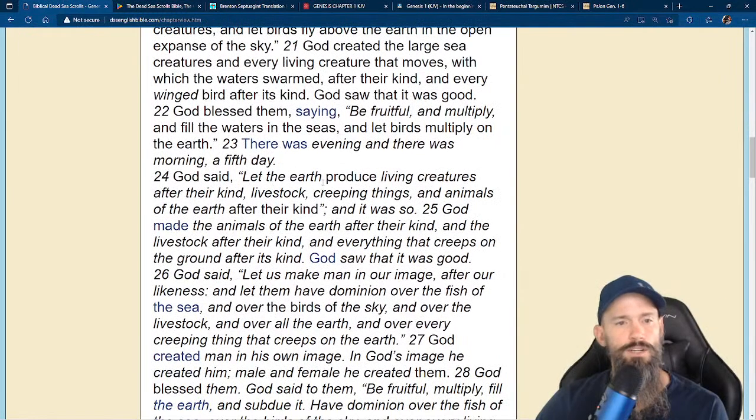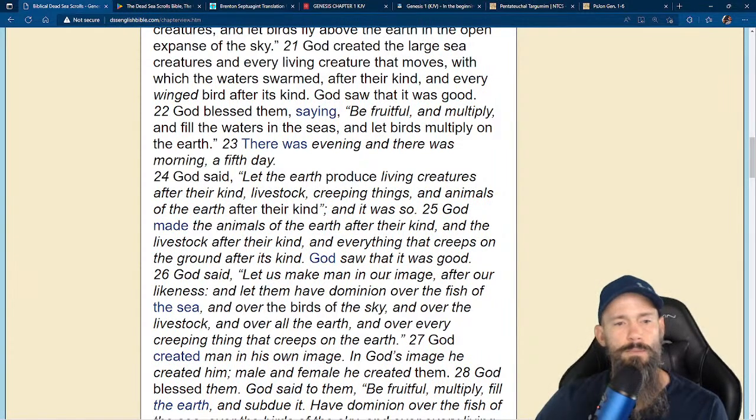And Yahuwah said, let the earth produce living creatures after their kind, livestock, creeping things, and animals of the earth after their kind, and it was so. Yahuwah made the animals of the earth after their kind, and the livestock after their kind, and everything that creeps on the ground after its kind. Yahuwah saw that it was good.